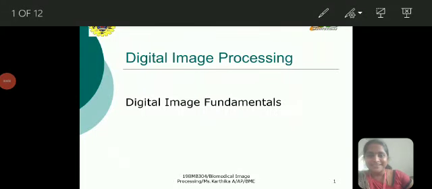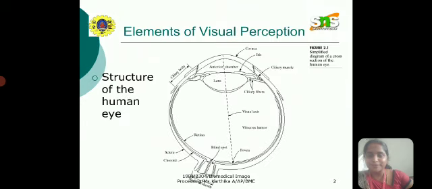Hi everyone. The topic is digital image fundamentals. First, we are going to discuss elements of visual perception. This diagram shows the simplified diagram of a cross section of a human eye.